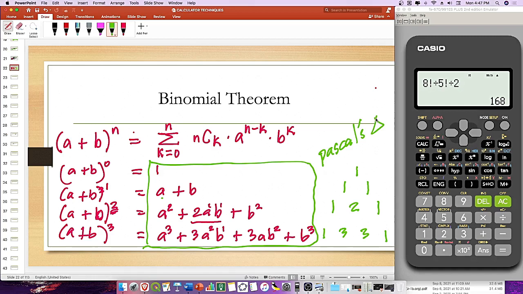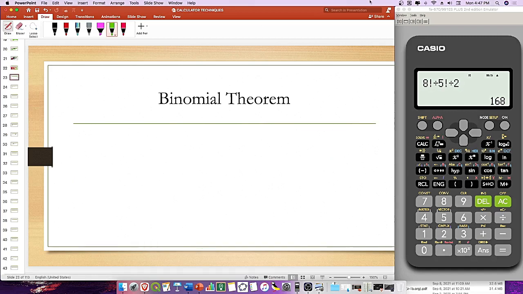I will erase some parts of this because I will be discussing some more of it. Let's go to the next page. Now, notice the number of terms. The number of terms is very important. Facts about the binomial theorem.